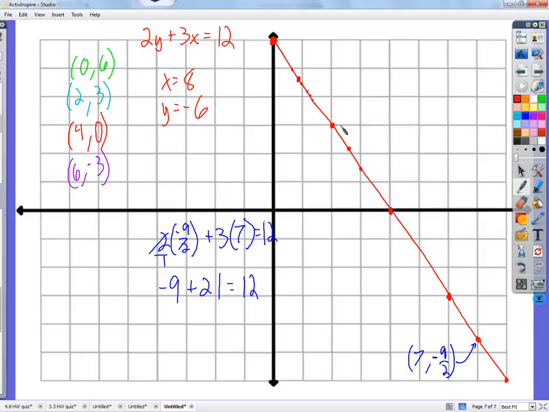And not just big steps of over 2 and down 3, but we could go over half as much, over 1, and go down 1.5, half as much as 3. And that same ratio of over to down should be the same. It should take us from one point to another point, which is a solution to that equation. Okay.